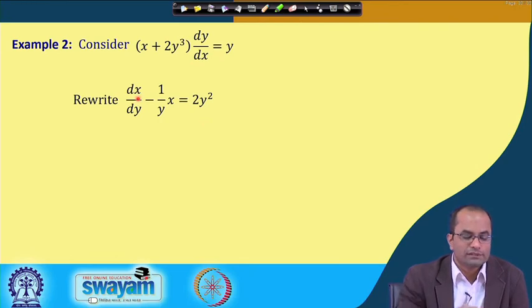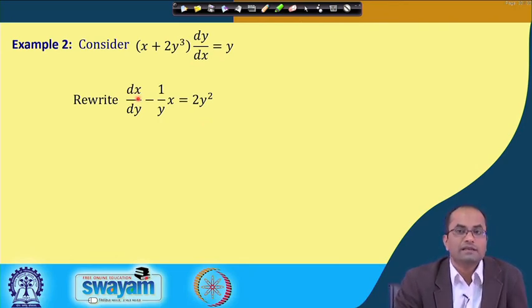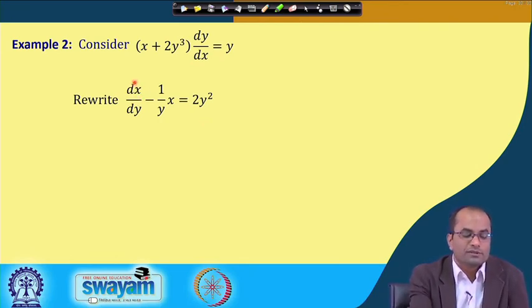So this is an equation which is linear in x, because we have the dx over dy term and x here, and the right hand side is a function of y.